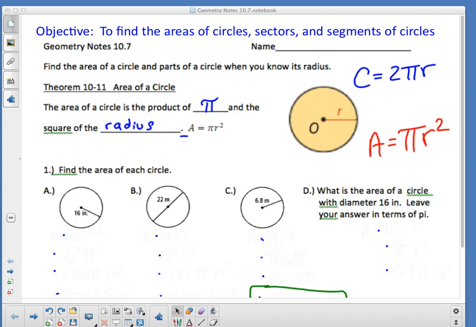Okay, so we had an objective today for Geometry Notes 10.7: define the areas of circles, sectors, and segments of circles. So that's the order. Areas of circles, segments of circles, and sectors of circles.